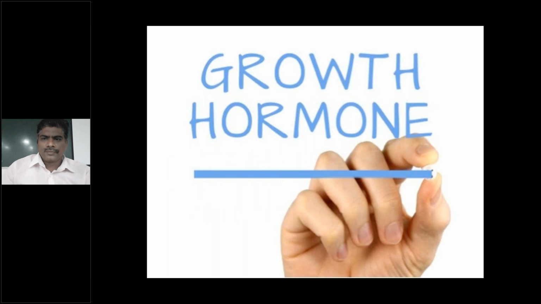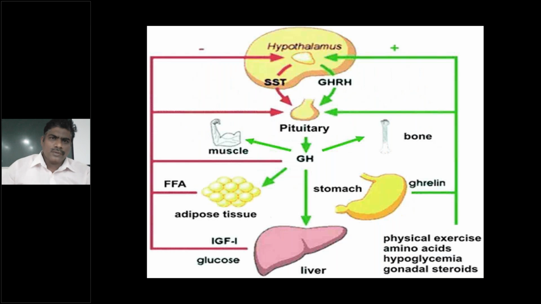growth hormone. The name itself indicates it helps in growth. Now let us see the biochemical role of growth hormone. As all of you are aware, the pituitary gland lies below the hypothalamus. The hypothalamus releases growth hormone releasing hormone or somatostatin. This growth hormone releasing hormone facilitates release from the pituitary gland, and the pituitary gland releases the growth hormone.